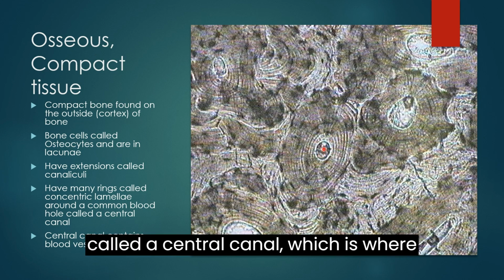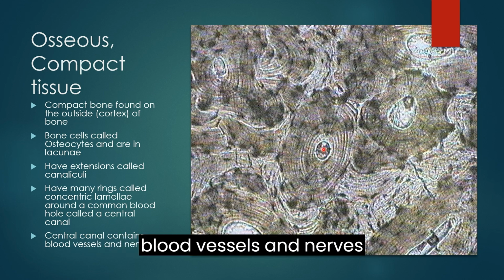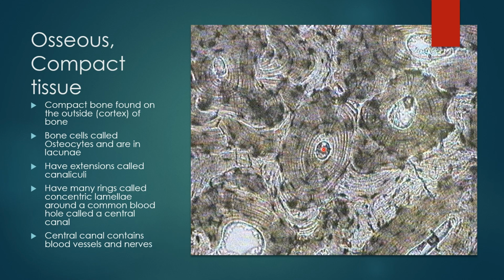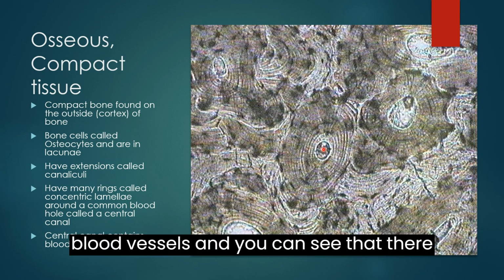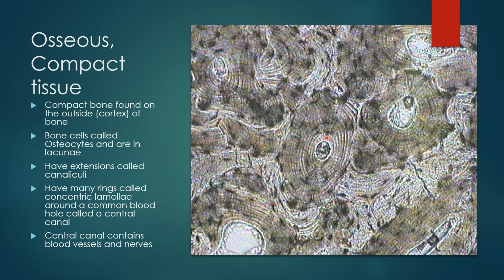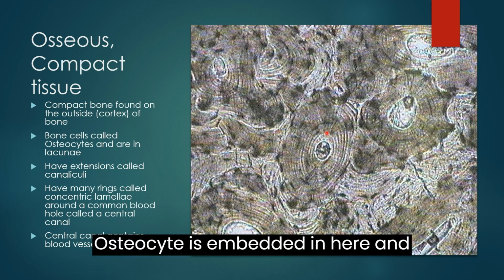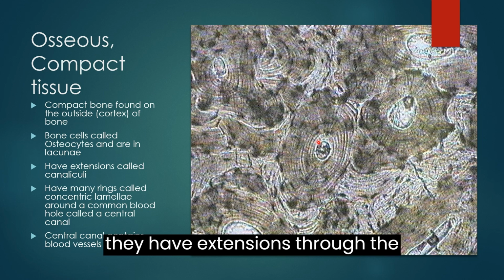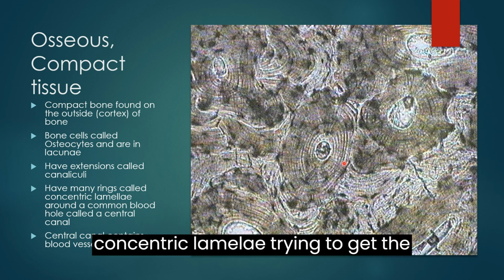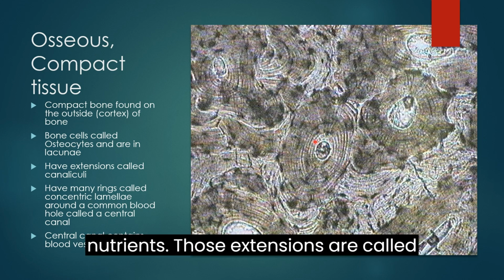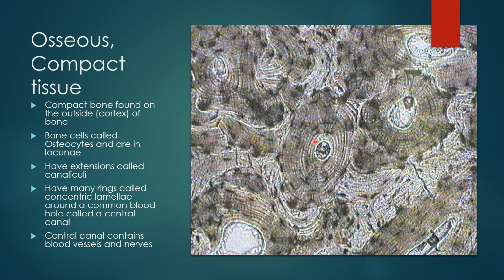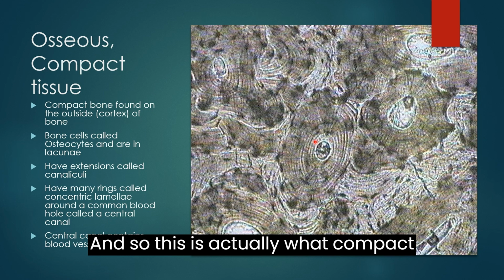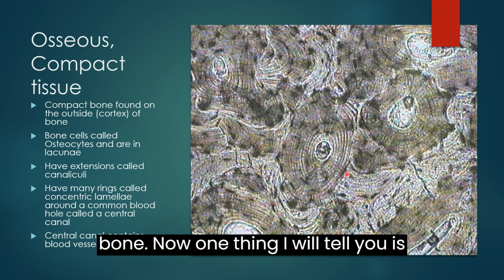Inside here you can see something called a central canal, which is where blood vessels and nerves go through. So bone does have a lot of blood vessels, and you can see that there's a lot of lines where the osteocyte is embedded in here, and they have extensions through the concentric lamella trying to get the nutrients. Those extensions are called canaliculi, or little canals. And so this is what compact bone looks like.